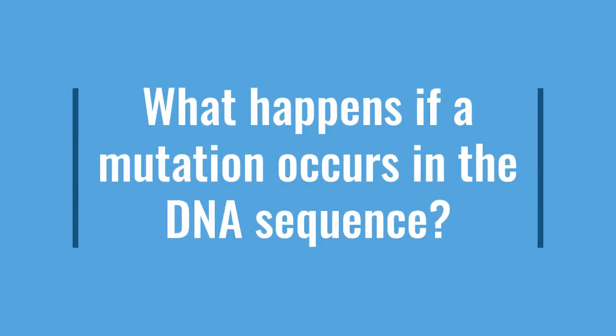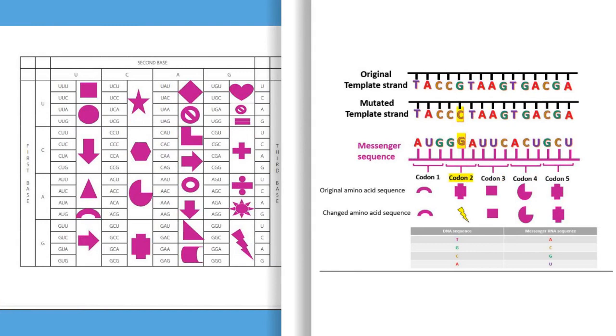Changes that occur in the DNA sequence are known as mutations. Here is an example of a mutation that is called a substitution mutation. This is when one letter in the sequence is swapped for another. One of the G's in the DNA sequence has been swapped for a C, which is highlighted in yellow.